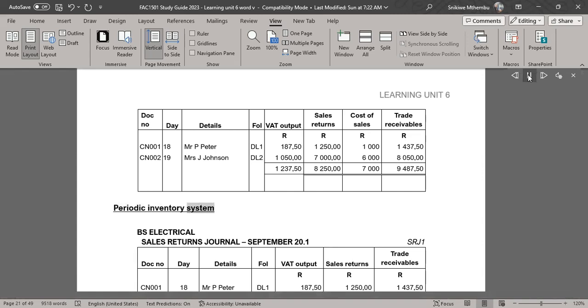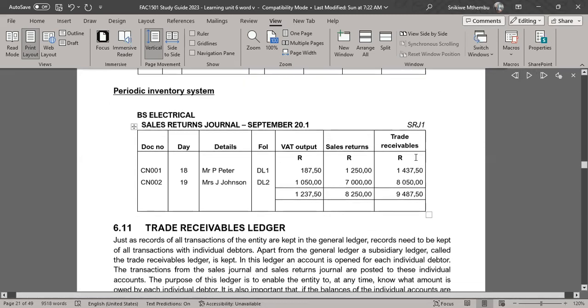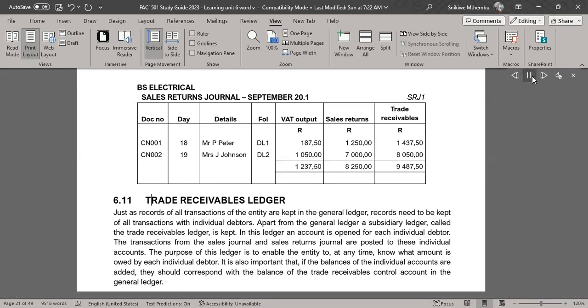Periodic Inventory System. BS Electrical. Sales Returns Journal, September 20.1 SRJ1. Trade Receivables Ledger.